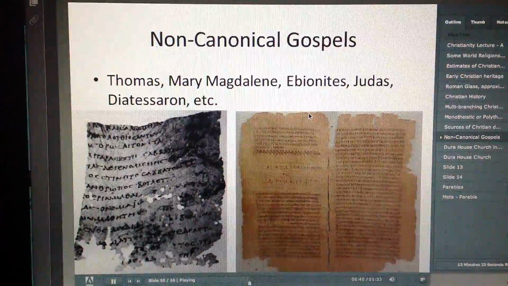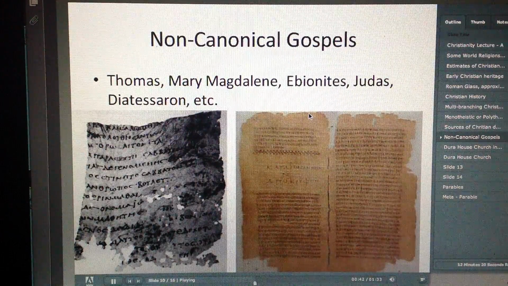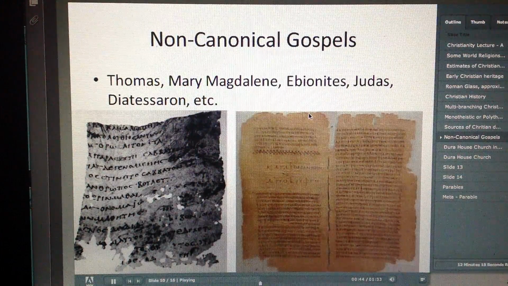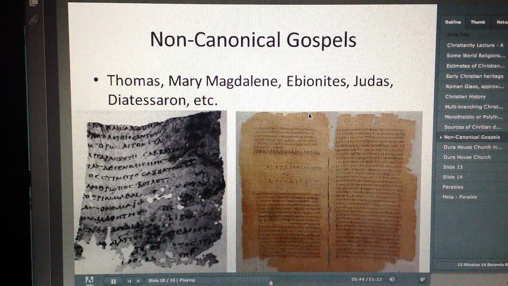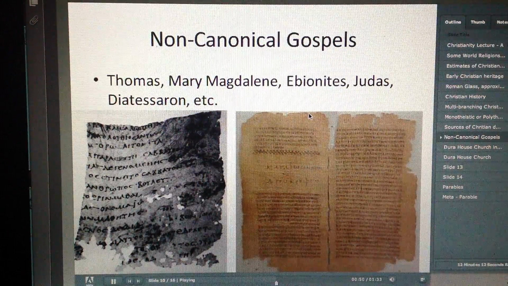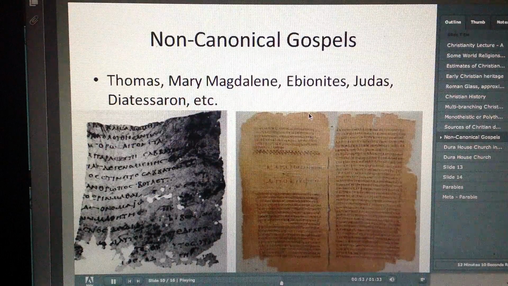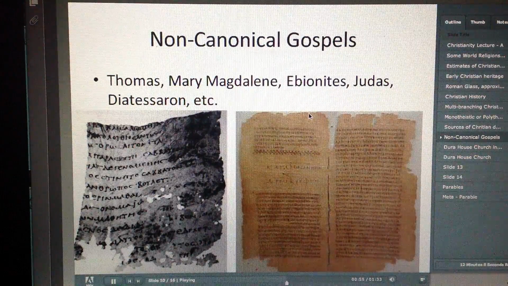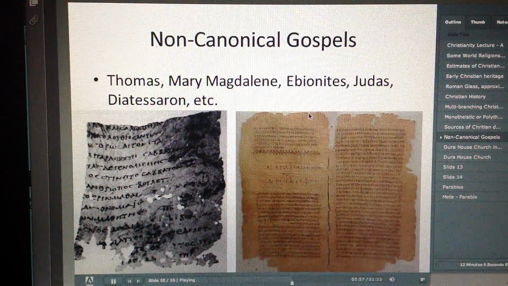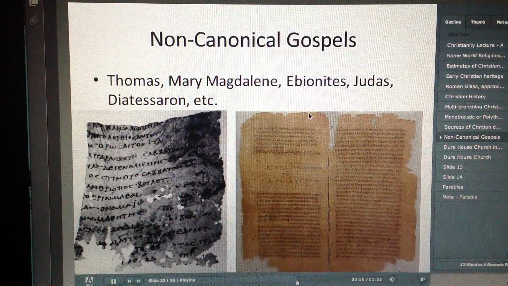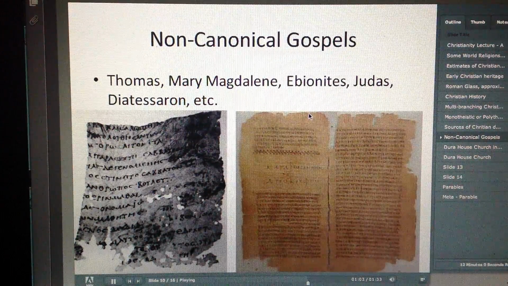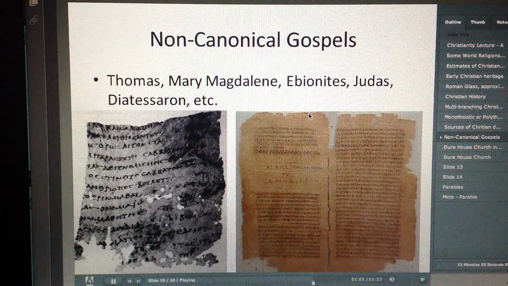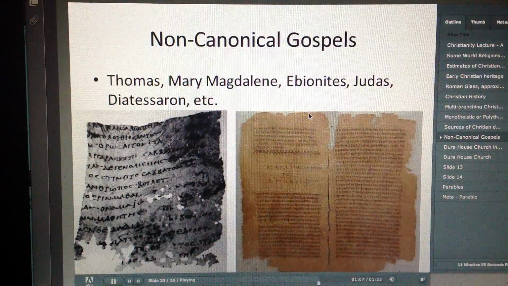In fact, it's been archaeological excavations that have oftentimes brought fragments of these non-canonical gospels to light. On the left-hand side is a fragment dug up by Yale University in the Dura Europos excavations in Syria during the 1930s, the fragment called the Diatessaron, or the Gospel of Harmony, which seems to have been an attempt to take several different gospel traditions and fuse them into a single coherent narrative.